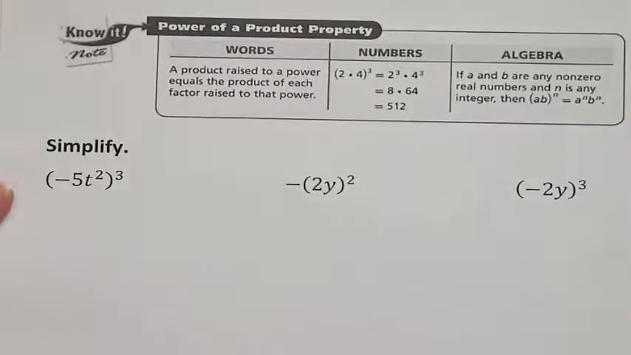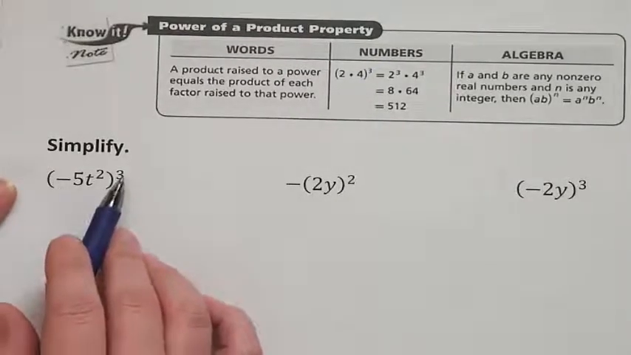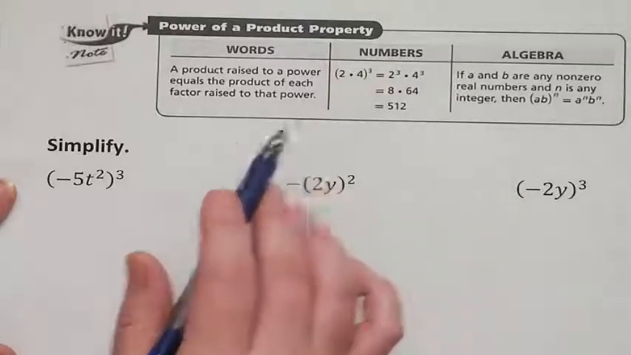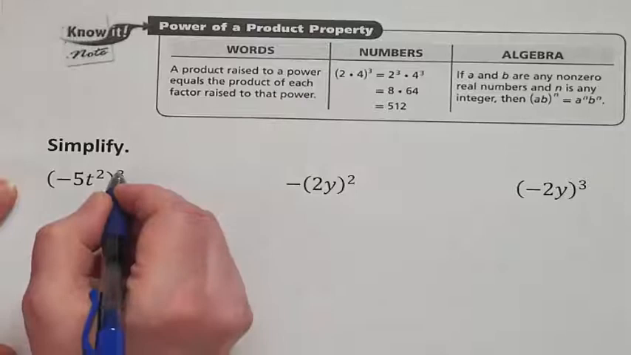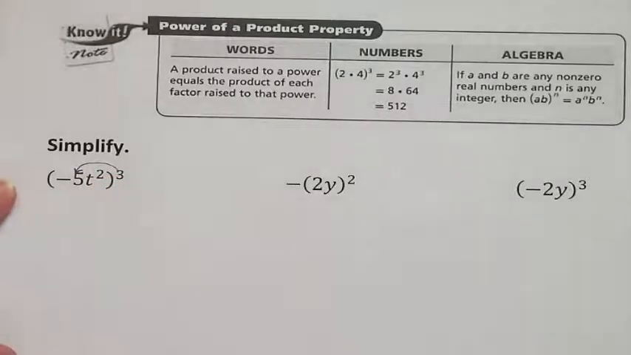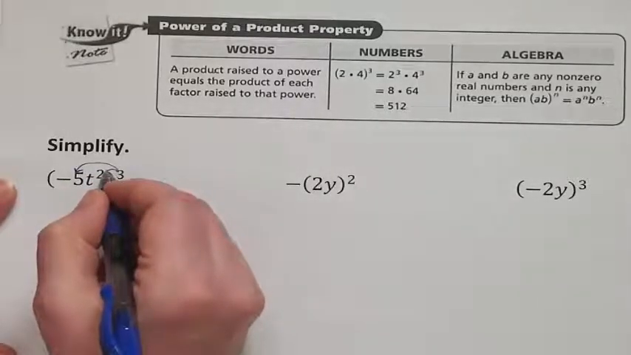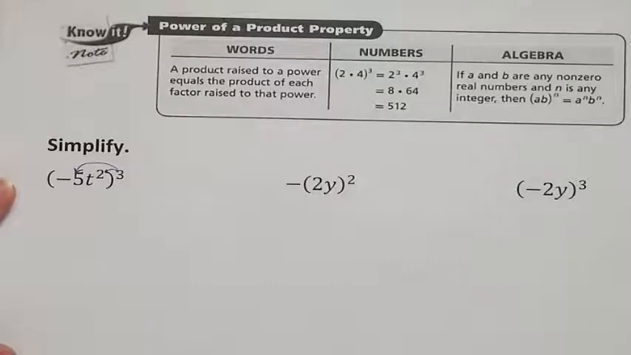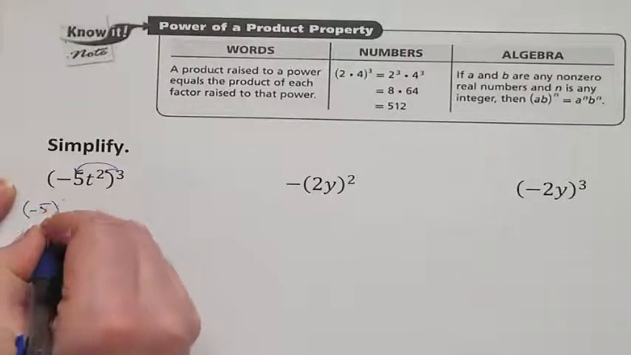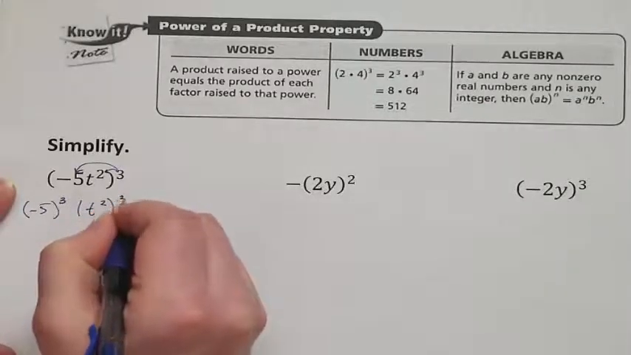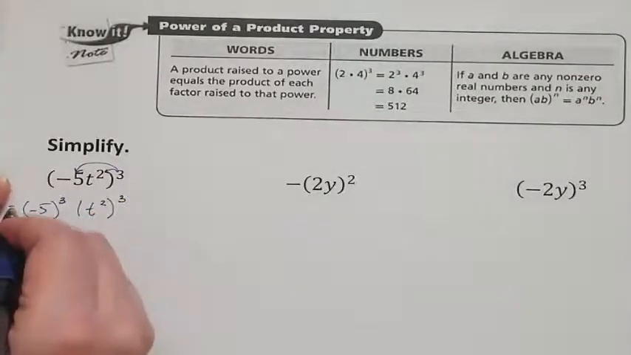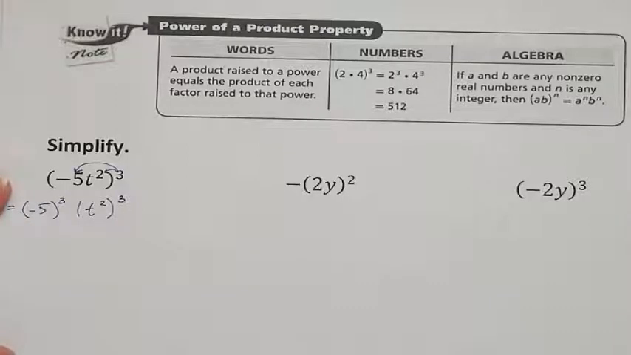So now looking at this, I have an entire parenthesis raised to the third power. According to my rule, each part needs to be raised to the third power. So this negative 5 is going to get raised to the third power, and this t to the second needs to get raised to the third power. So the negative 5 needs to be raised to the third, and that t to the second needs to be raised to the third. Notice that I put everything in parentheses. It's good habit to put everything in parentheses when you're doing this rule.